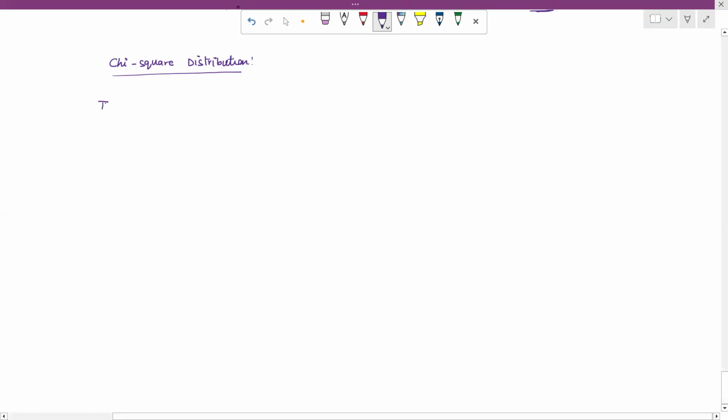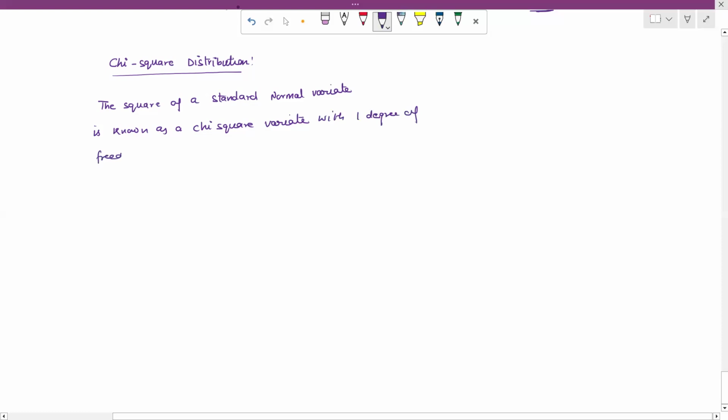So, the square of a standard normal variate is known as a chi-square variate with 1 degree of freedom. Degree of freedom.